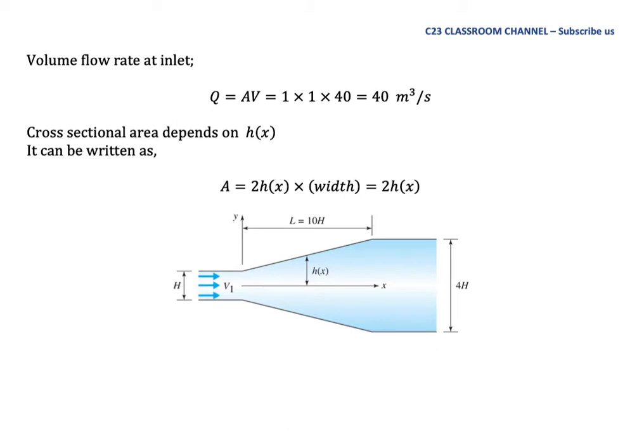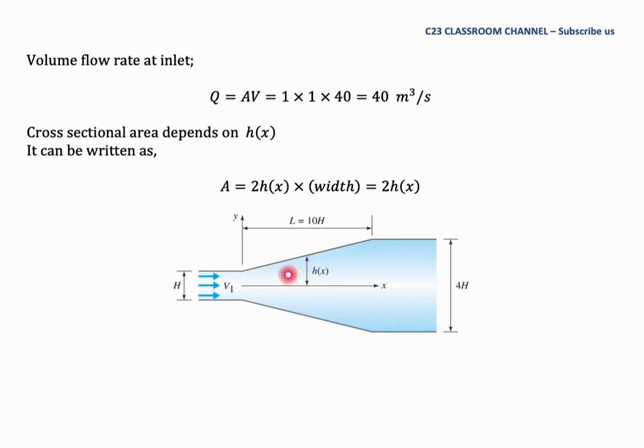We could calculate the volume flow rate at inlet by using this equation. Because it is incompressible flow, we could calculate it by Q equal to AV, and the cross-section is 1 times 1 because the height h here is given as 1 meter, and the width here is 1 meter. And the velocity at inlet, V1, is equal to 40 meters per second. We could get the volume flow rate at inlet equal to 40 meters cubed per second.